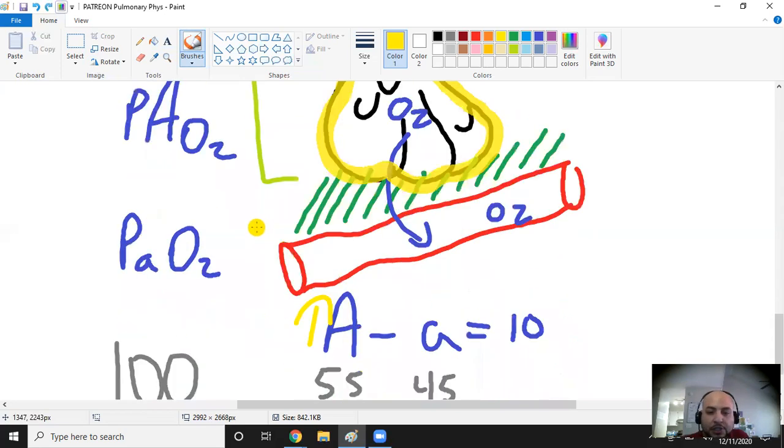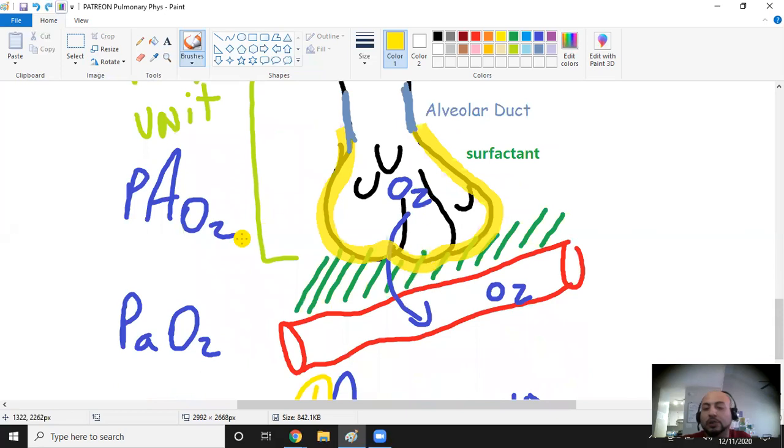We want our oxygen to cross over, or diffuse across, into the pulmonary capillaries. What I want you to notice, though, is that in order for oxygen to do that, it has to first go through the alveolar membrane. That's one layer. Then it has to go through the interstitium. That's two layers. Then it has to go through the capillaries. That's three layers. What does that mean? Why do I care?